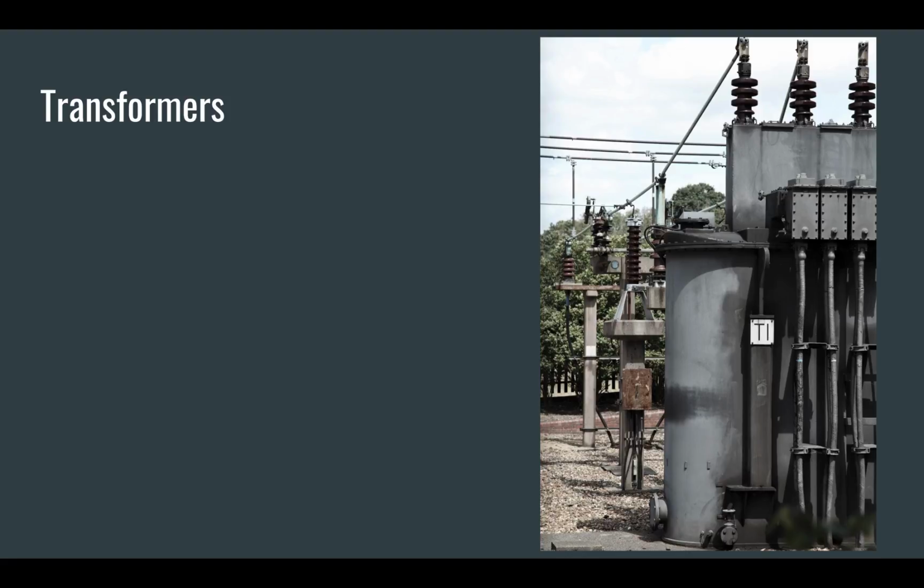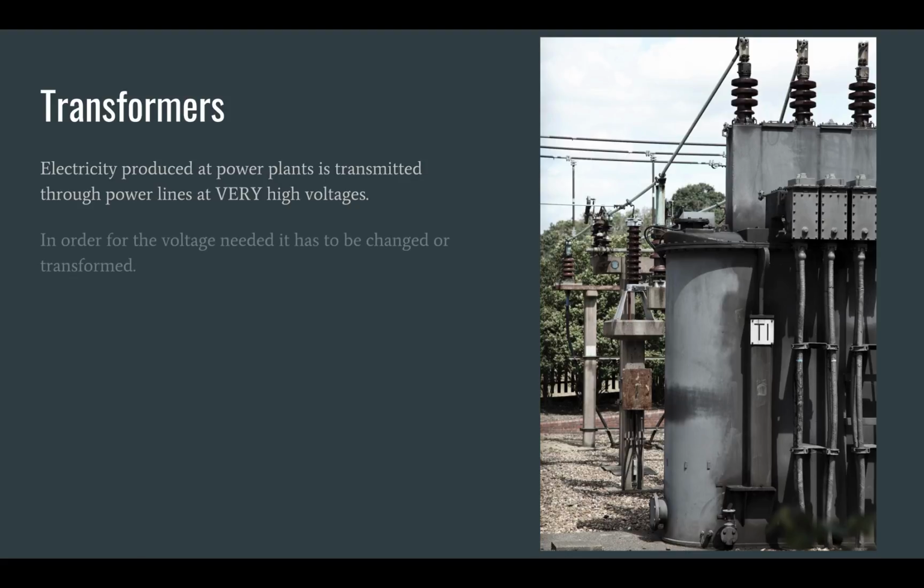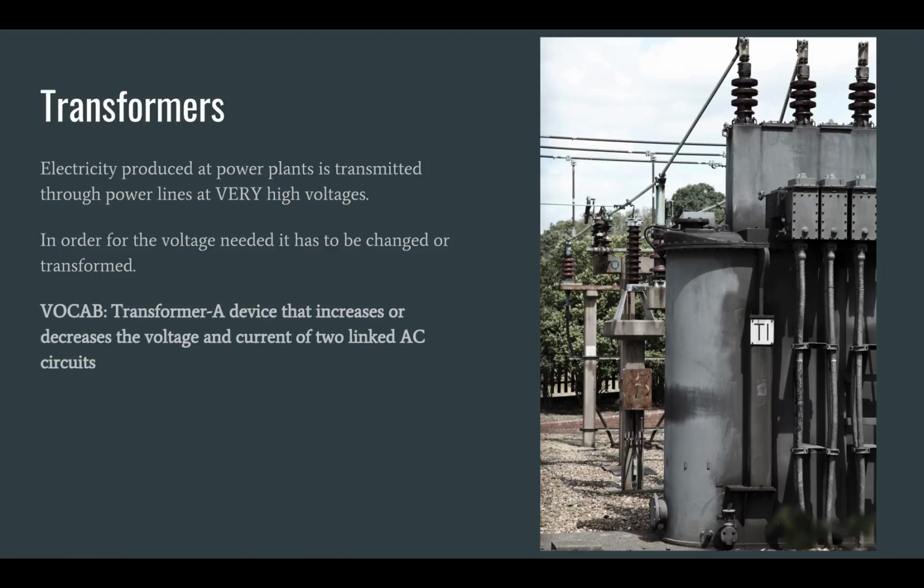So first, let's talk about transformers. Electricity produced at power plants is transmitted through power lines at very high voltages. This is why power lines are so very dangerous. You never want to touch them because there's such high voltage moving through them that it can be lethal. In order to get the voltage needed, the electricity has to be changed or transformed. This is where a transformer comes in.